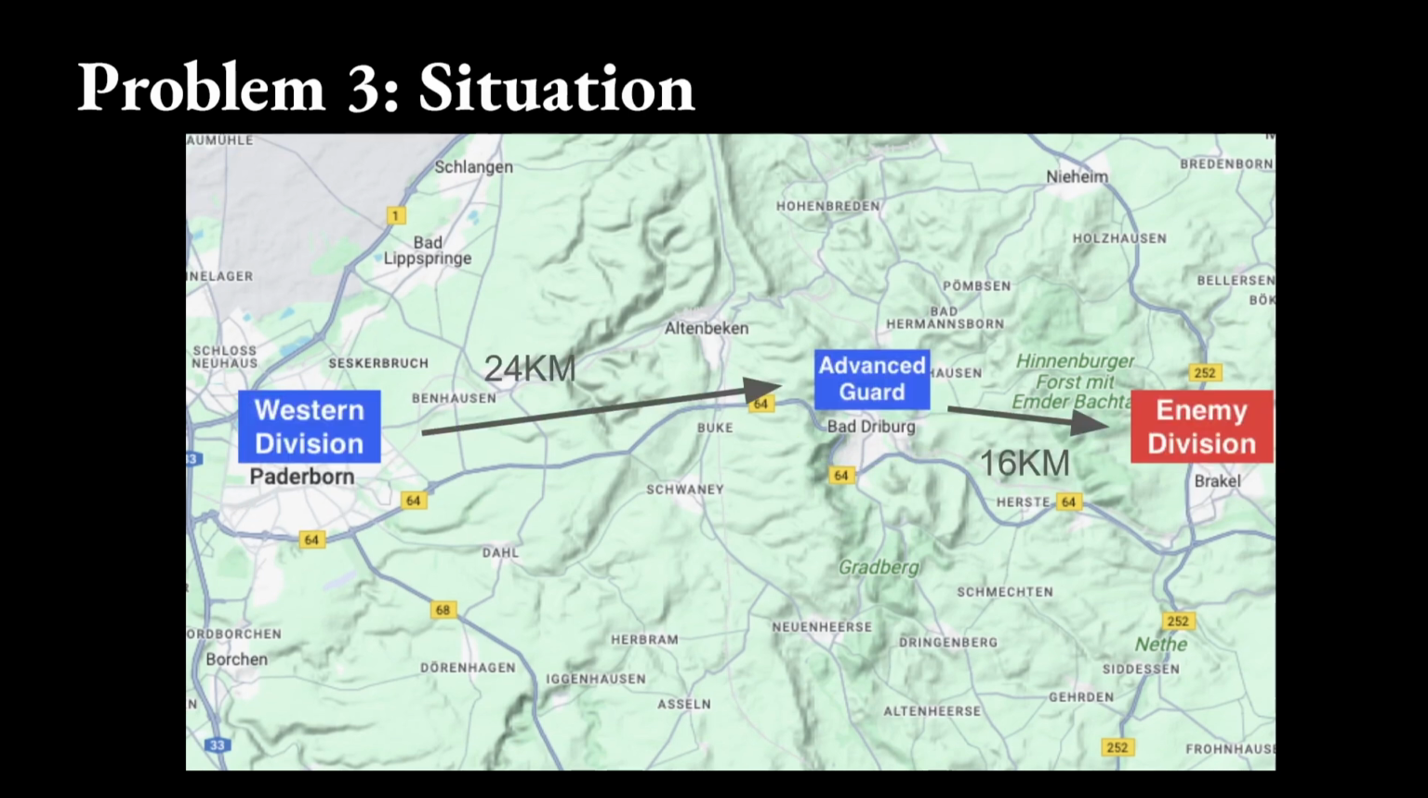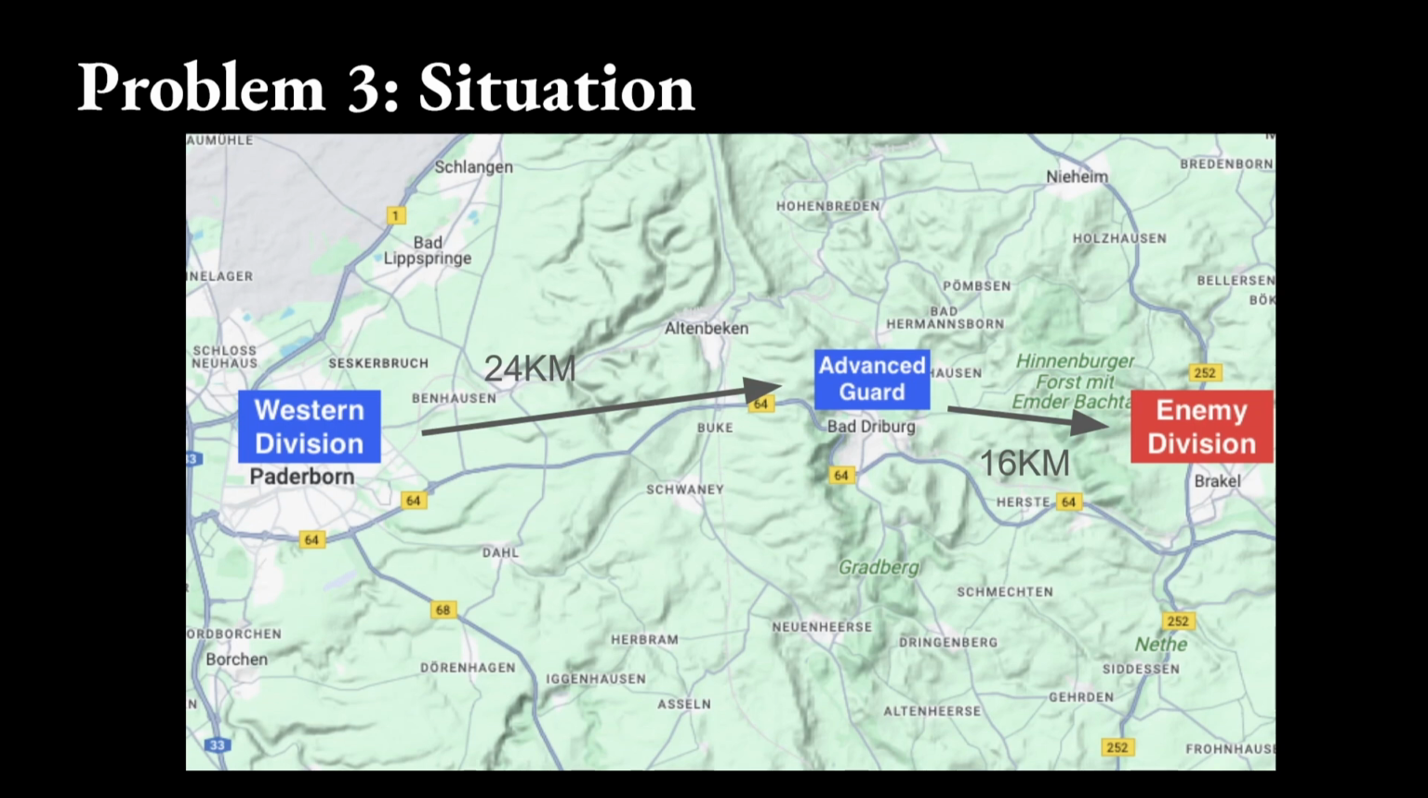The situation is that the Western Division is in Paderborn. They've sent an advance guard of 2 regiments, some cavalry and artillery, 24 kilometers forward to Dreiberg. That advance guard has determined that an enemy division has passed through Brackel and is bivouacking for the evening in preparation for ongoing operations the next day.